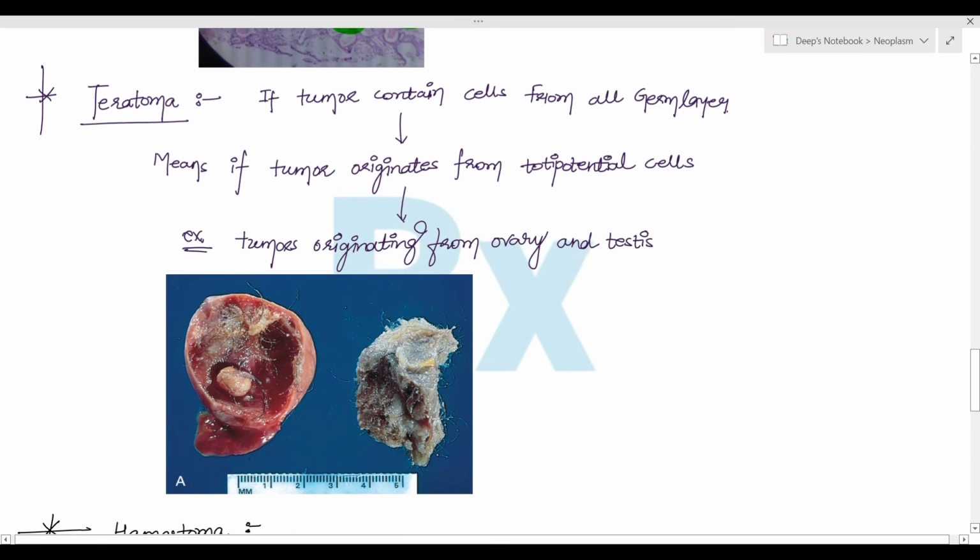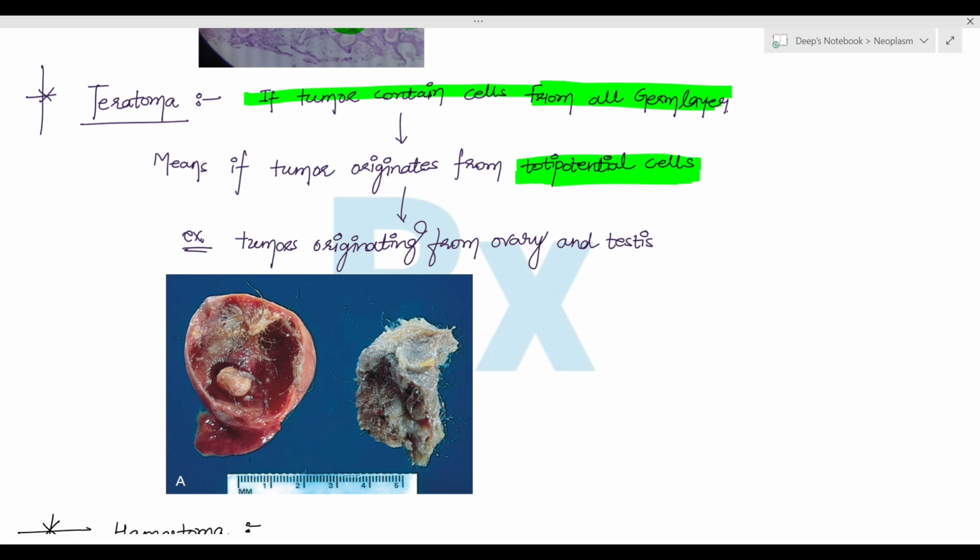What is a teratoma? Teratoma means the tumor contains cells from all three germ layers. There are three germ layers: ectoderm, mesoderm, endoderm. And if the tumor contains all these germ layers, then it is called a teratoma. When the tumor has all three germ layers, it is the only condition when the tumor arises from totipotential cells. What are totipotential cells? Totipotential cells are cells which can give rise to any type of cell. They can develop into any type of cells, so they can form all three germ layers. So tumors originating from the totipotential cells are called teratoma.